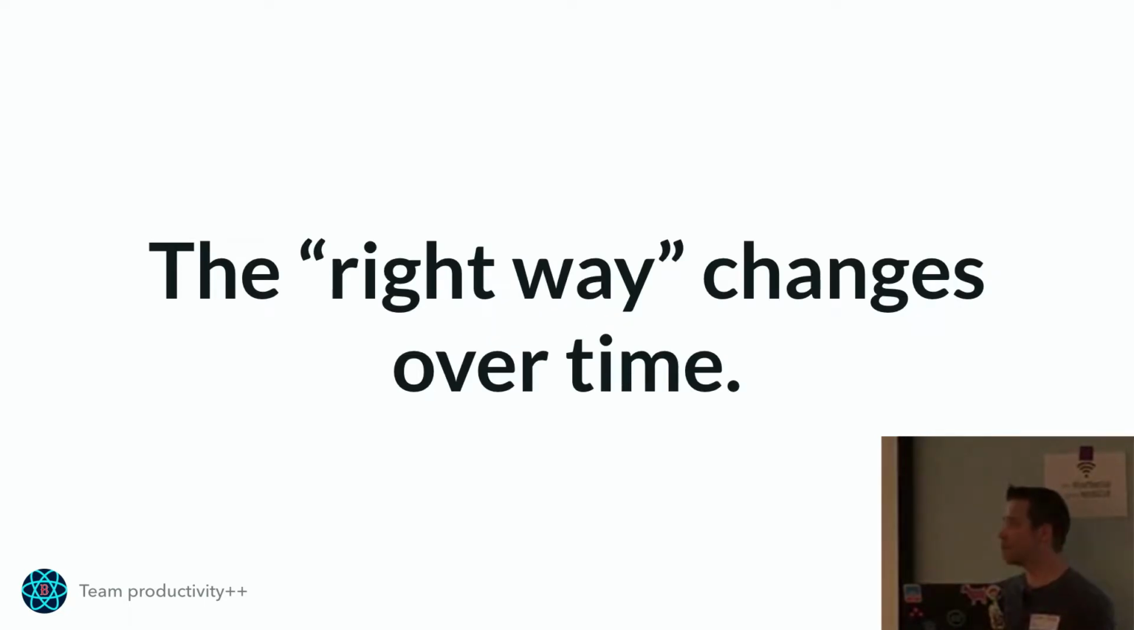So another problem is that the right way sort of changes over time. Your team might evolve. The open source project you're leveraging might evolve. And so there's different ways that, maybe what used to be the right way is no longer the right way. And how do you get everyone to move to that next stage quickly?